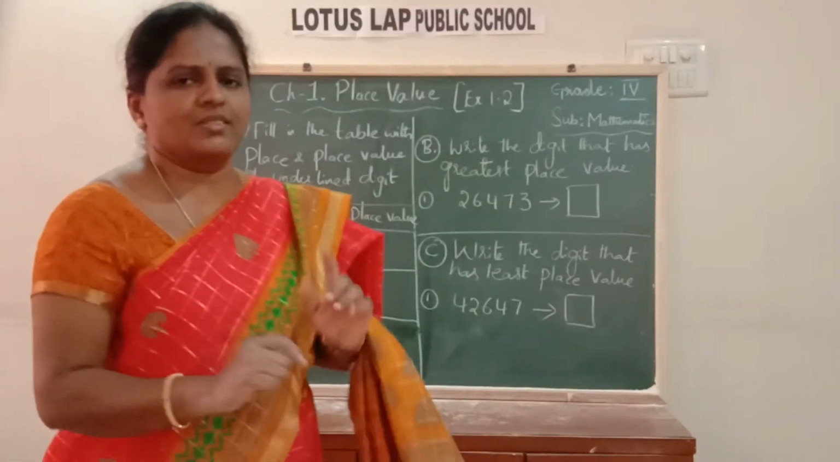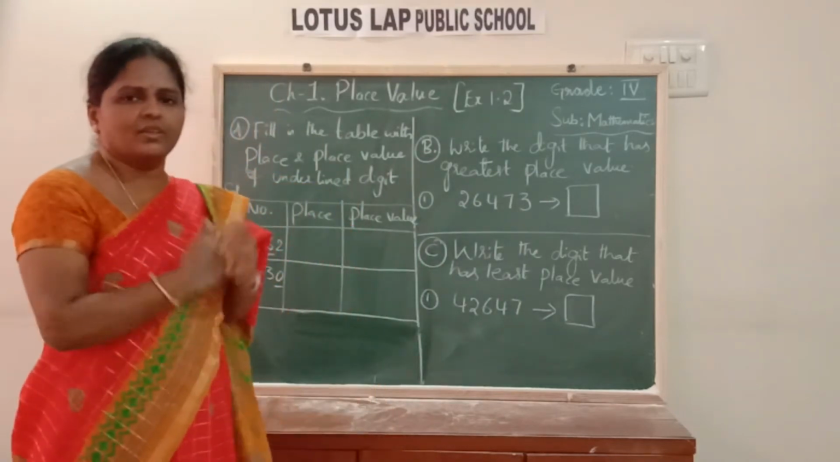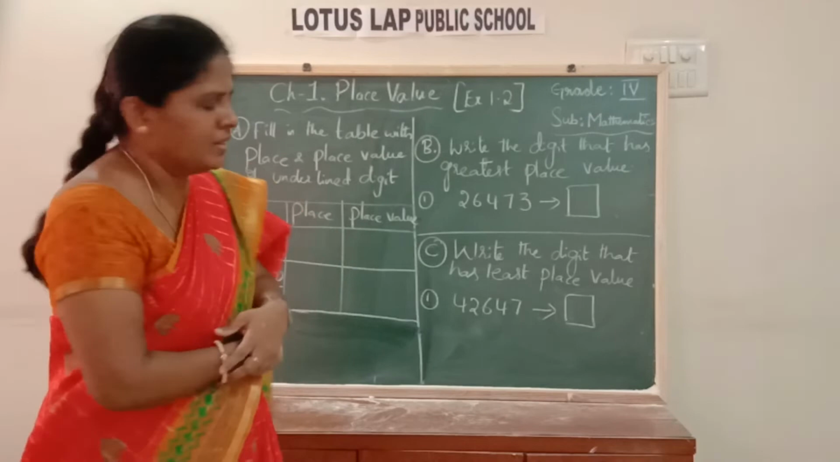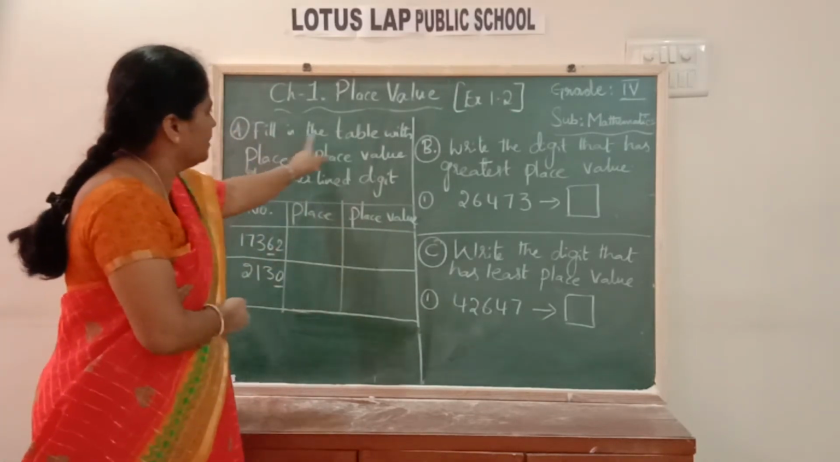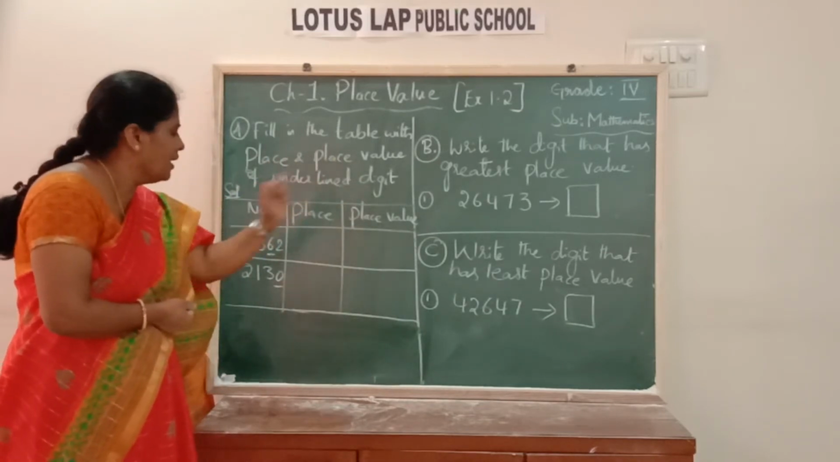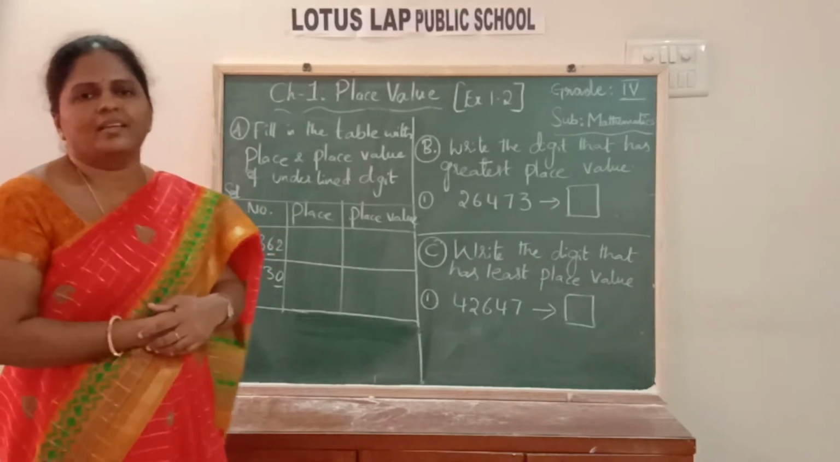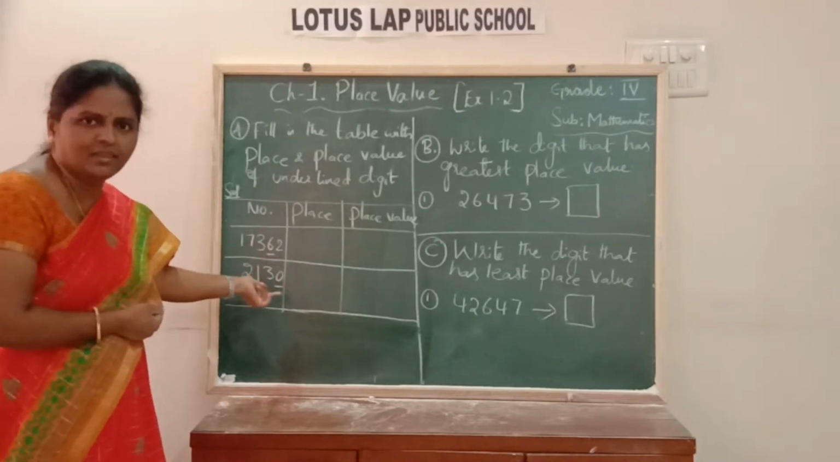Its place and face values will be same for any digit which is present in the one's place. So I hope you understood what is place value and face value. So let us do exercise 1.2. A few problems, children. Let us start with number A. Fill in the table with place and place value of the underlined digit here, children. Actually, it's given like color digit in your textbook, but I have underlined the digit here.